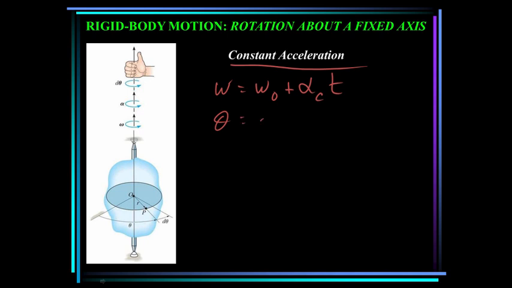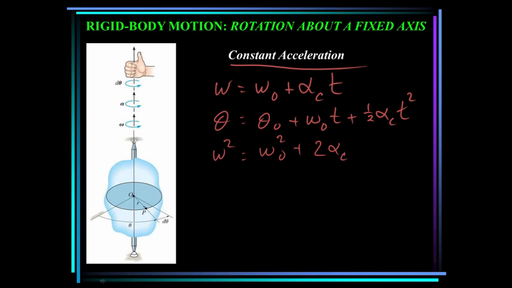And theta is equal to initial theta plus initial omega times time plus 1/2 angular acceleration times time squared. And likewise, omega squared is equal to initial omega squared plus 2 alpha, angular acceleration, times theta minus theta naught. These should look familiar to you. These are very similar to the constant acceleration equations for rectilinear motion. Theta naught and omega naught are the initial values of the body's angular position and angular velocity.